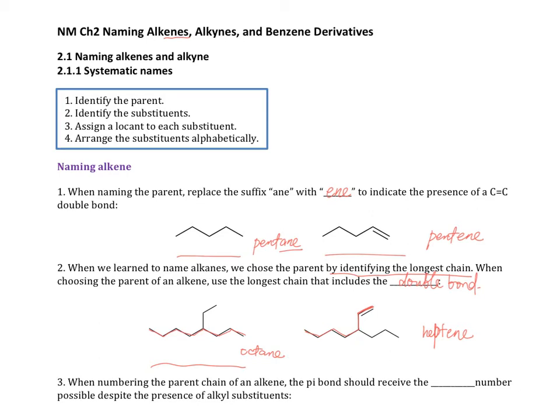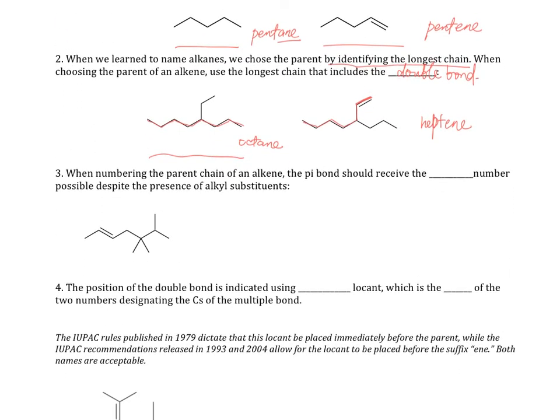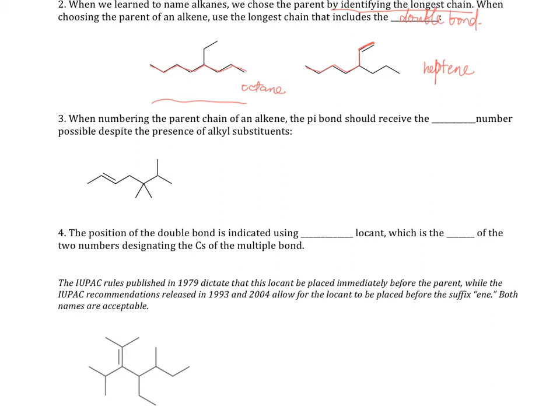Okay, then we'll have to number the parent chain. Which direction should we go? Like for this molecule shown here, which direction should I go? I can identify the parent chain first, which is the horizontal one. If we think from the rules of the previous chapter, we may want to number it from the right side to the left side because that will give the alkyl groups the smallest number.